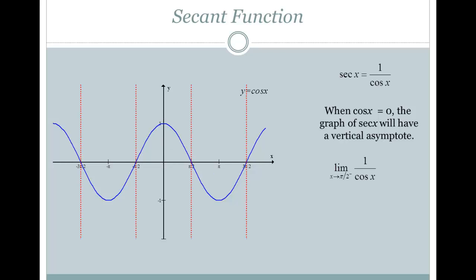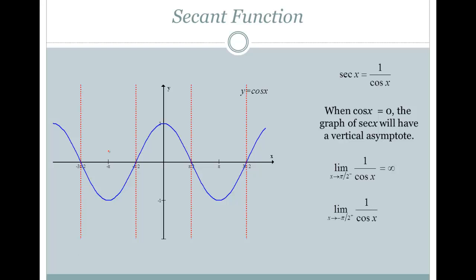Now, again, we want to see what happens as we're approaching these vertical asymptotes. Well, this time I'm getting 1. This is similar to the one we did before. We get 1 divided by a small positive number, right? Because cosine of pi over 2 is approaching 0. It's always going to be a little bit positive. So this is going to go off to positive infinity.